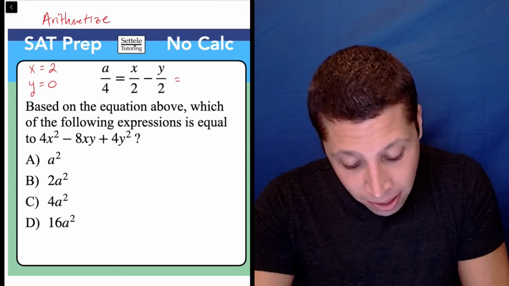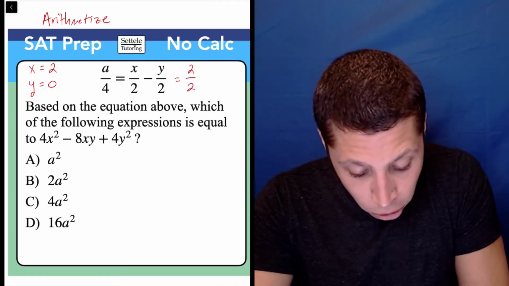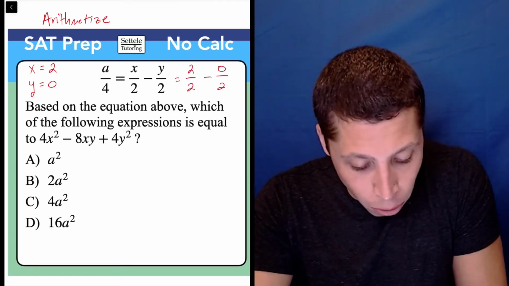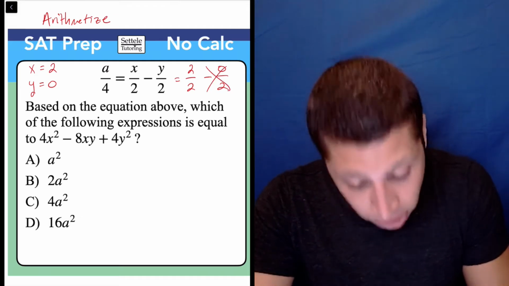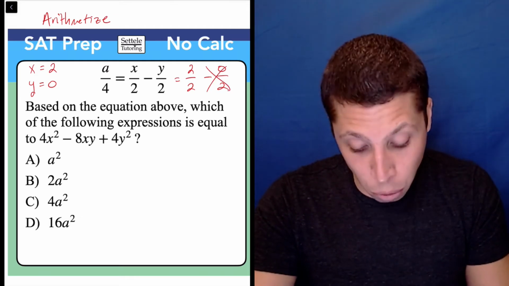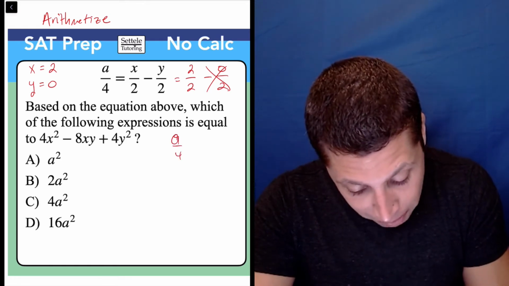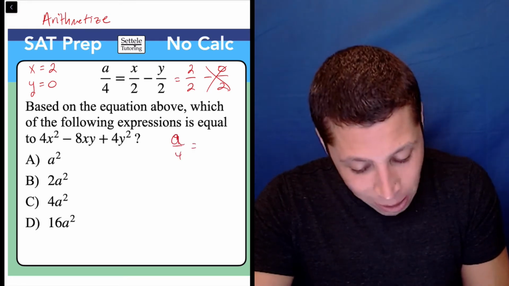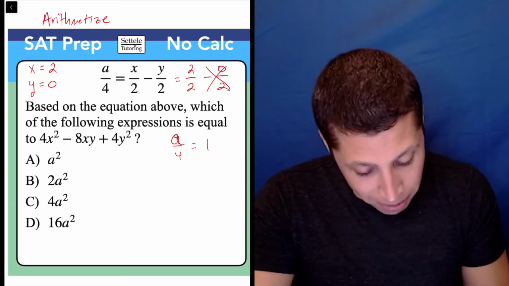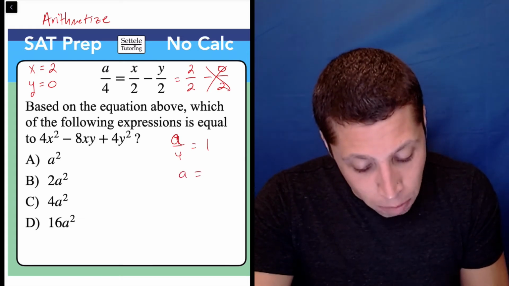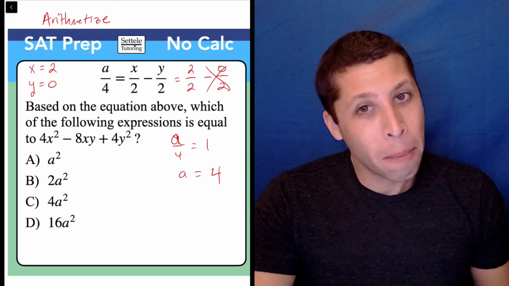And so what happens is this becomes 2 over 2 minus 0 over 2. So like I said, this goes away and 2 over 2 is equal to 1. So this whole expression is now a over 4, that's a messy a over 4 is equal to 1. So what would a have to be? In that case, a would be 4. But what do we have to do now?